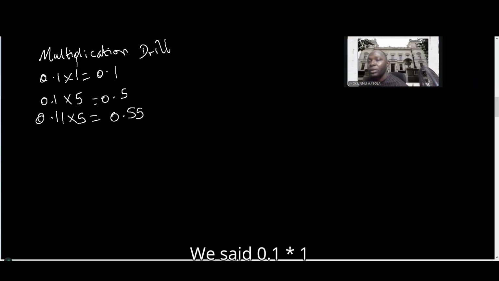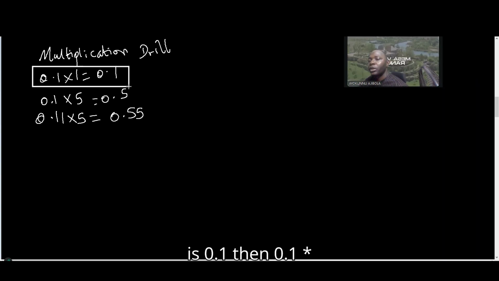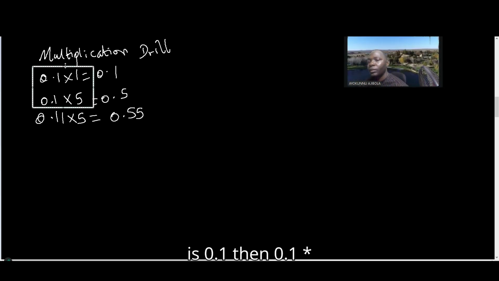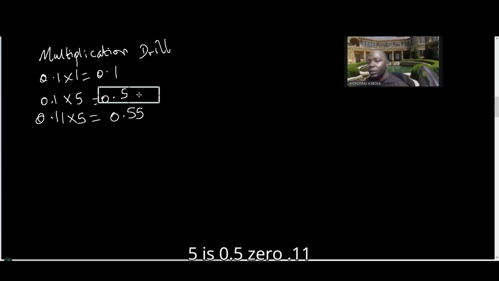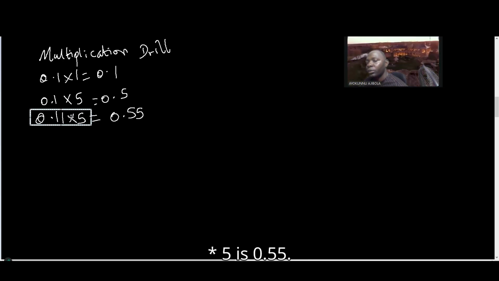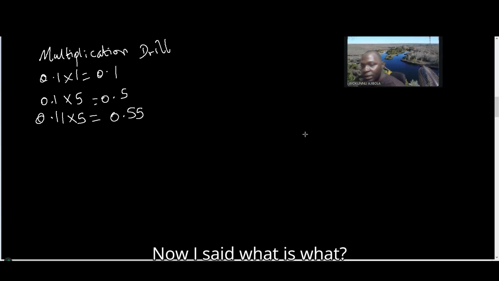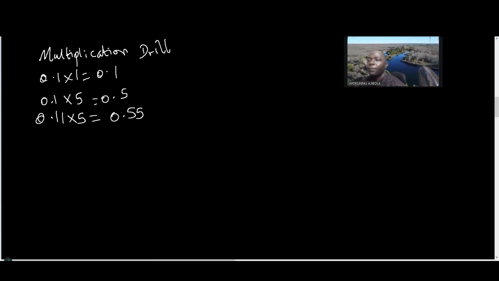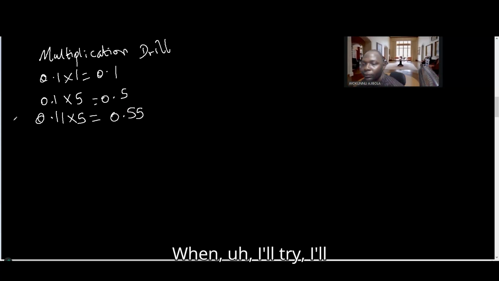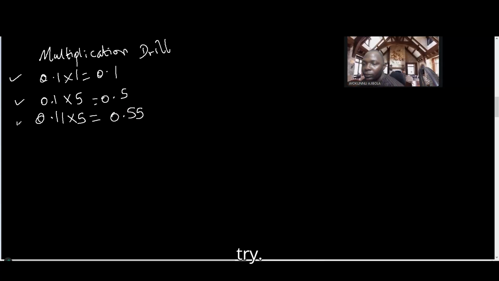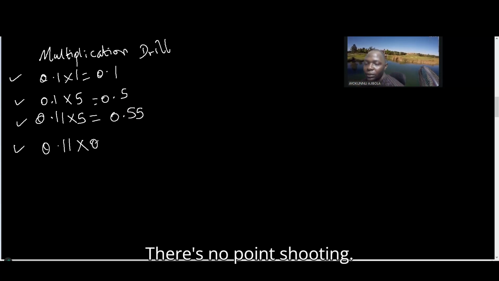We said 0.1 times 1 is 0.1. Then 0.1 times 5 is 0.5. 0.11 times 5 is 0.55. Now I said what? Wait, I said 0.11 times. 0.22. Wait.